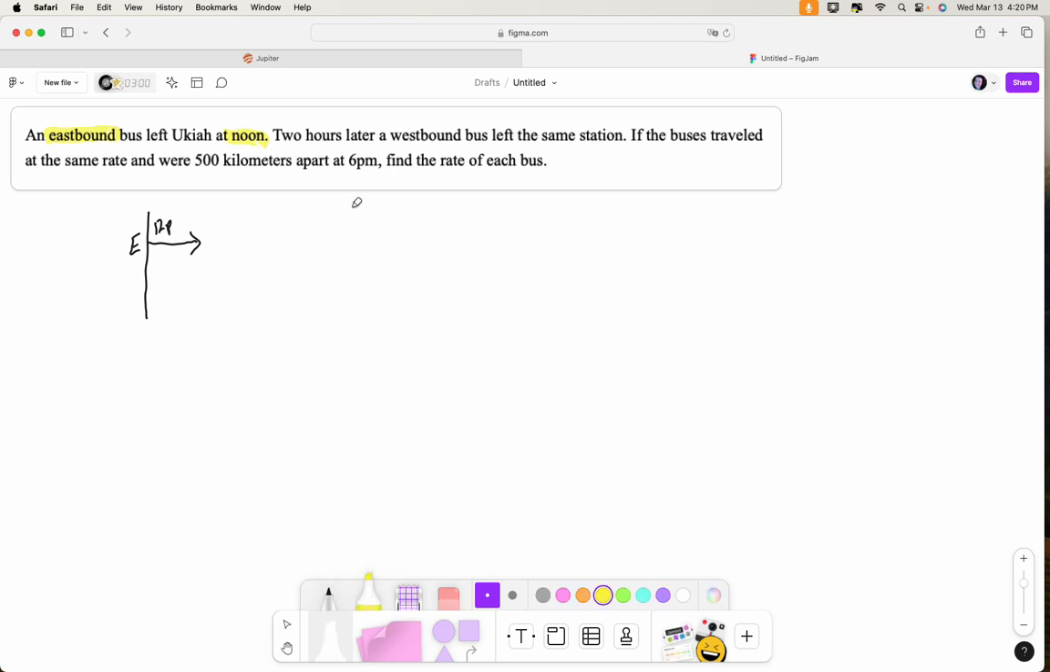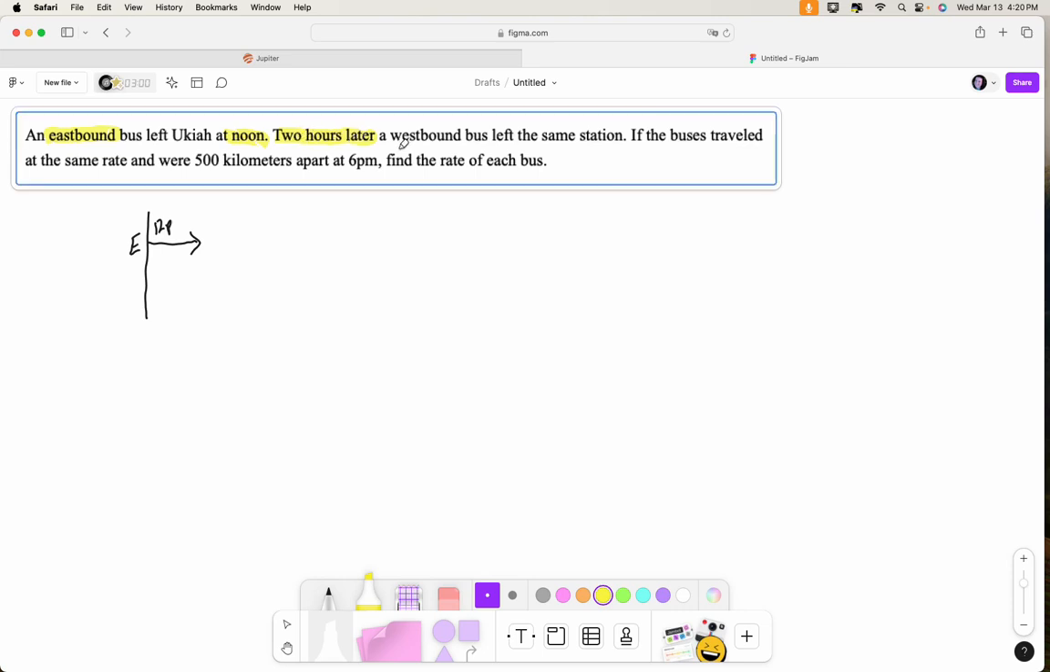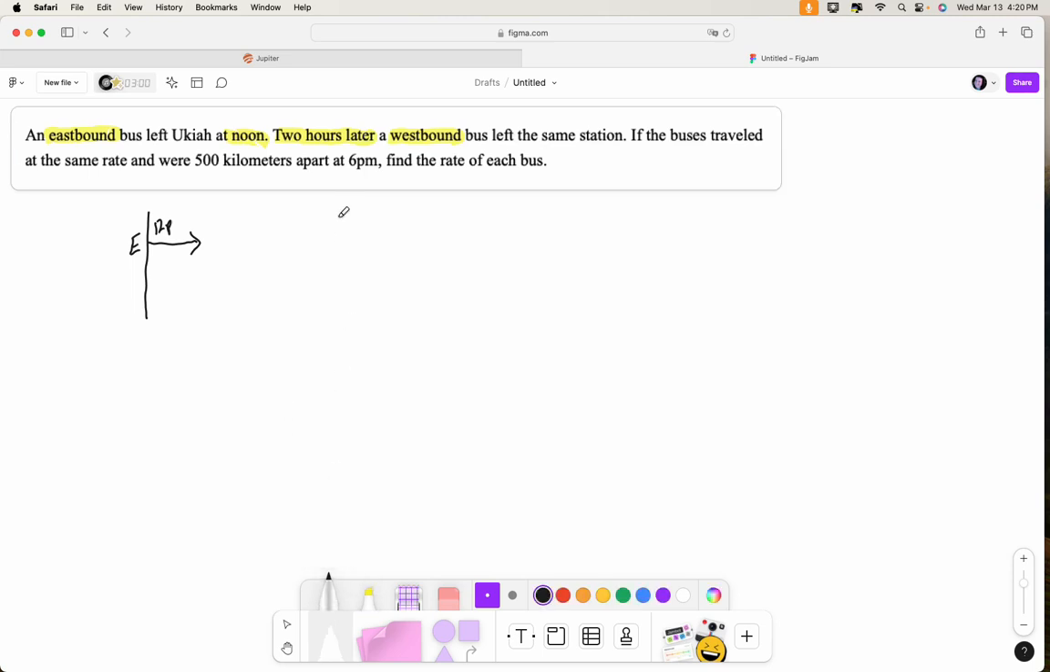Now we have 2 hours later, which gives us our new time. 2 hours later, a westbound bus. So it gives us direction and time. The westbound bus is going the opposite direction from east. It helps to know that east and west are opposite directions, and north and south are opposite. Those are good to know.